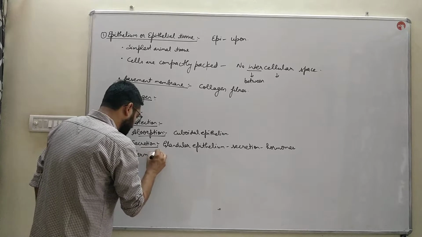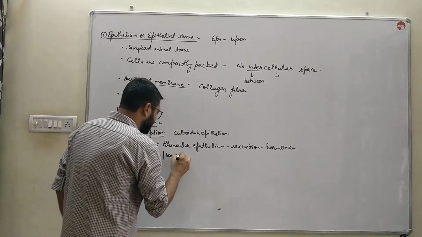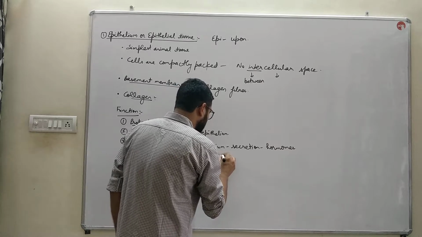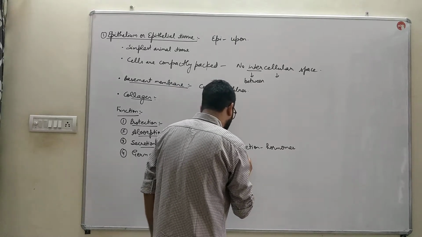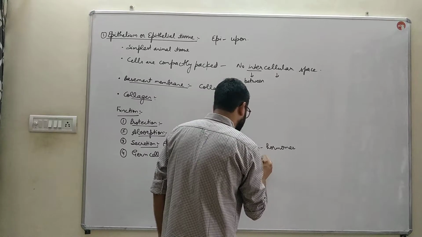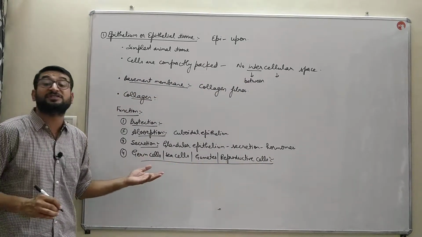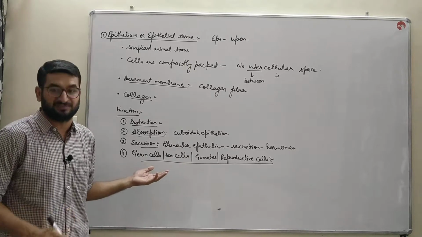Germ cells. These are also known as sex cells. These are also known as gametes. These are also known as reproductive cells. These four names are synonyms. These terms are used for the same kind of cells in living organisms.